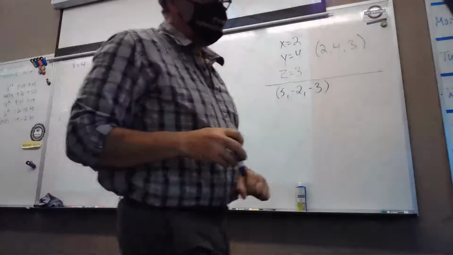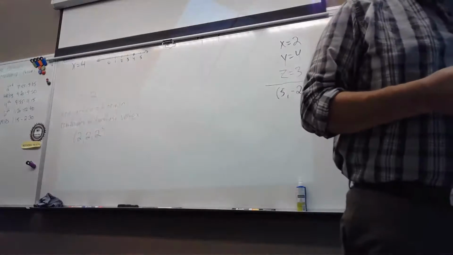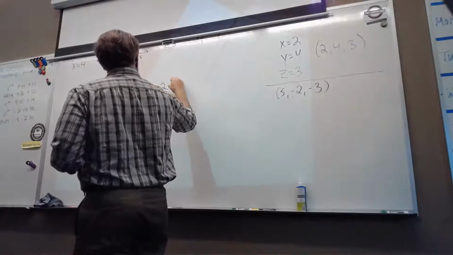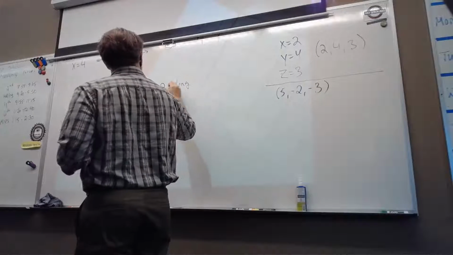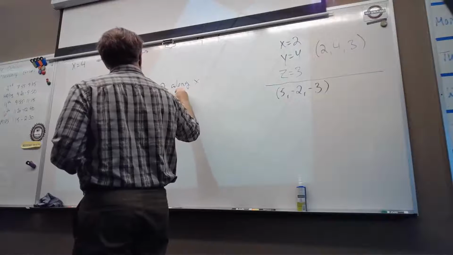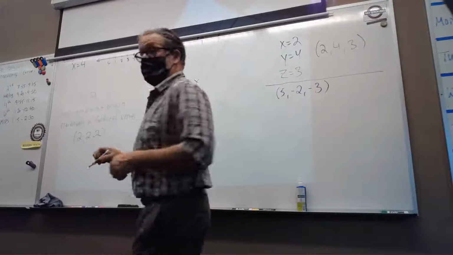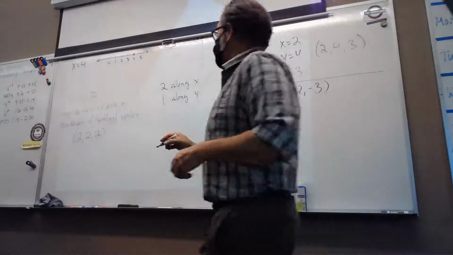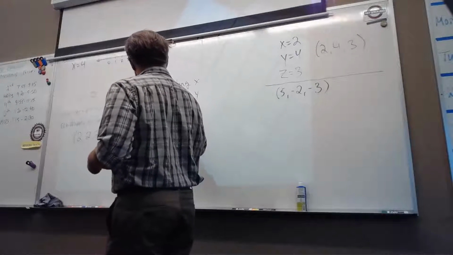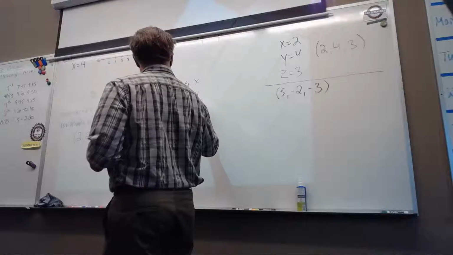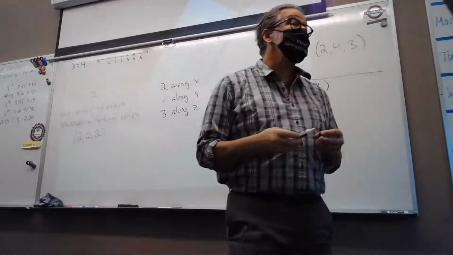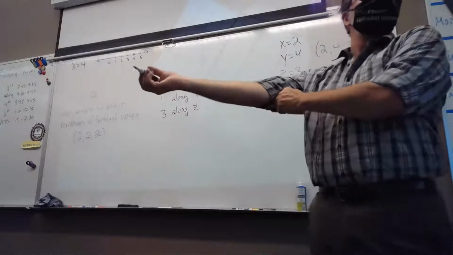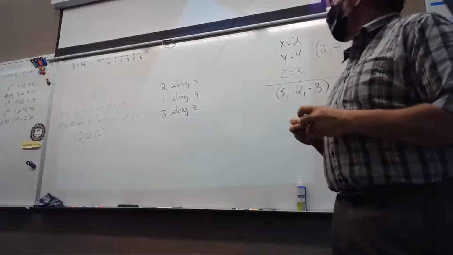All right. Okay, next one I want you to build. I want it to be 2 along the X, 1 along the Y, and 3 along the Z. And I want to know where the vertex is that's farthest from the origin.